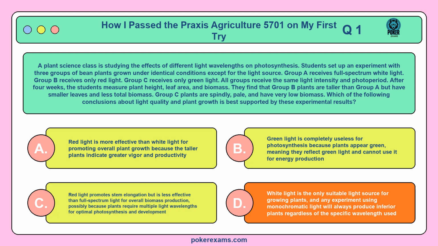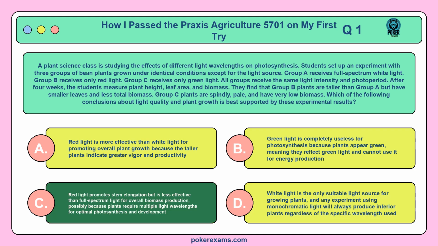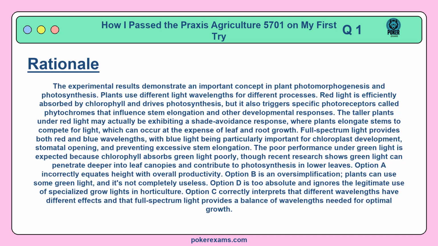Or D. White light is the only suitable light source for growing plants, and any experiment using monochromatic light will always produce inferior plants regardless of the specific wavelength used. The correct answer is C. The experimental results demonstrate an important concept in plant photomorphogenesis and photosynthesis. Plants use different light wavelengths for different processes.